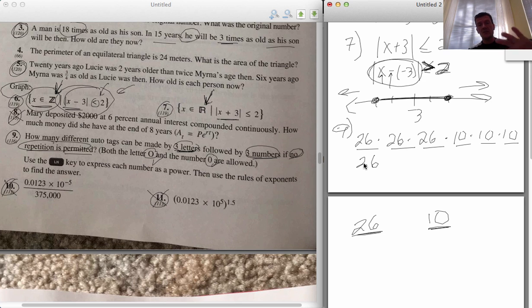Now you have to take whatever the first number is, you throw it out. Now you only have 25 options left. You throw those 2 out. Now you only have 24 options left. Now you go to numbers. You got 10 numbers, but you throw 1 out. Now you have 9 left. You throw 2 out. You got 8 left. You multiply all that together, and you have your answer. Okay?